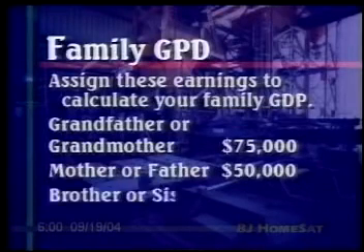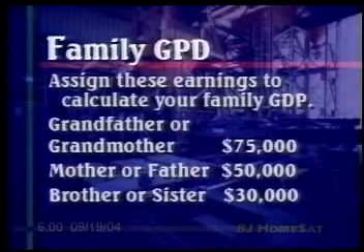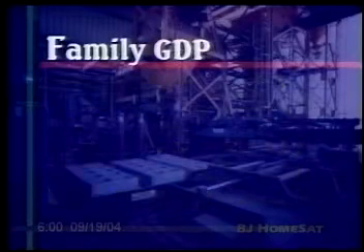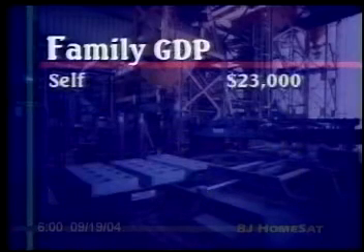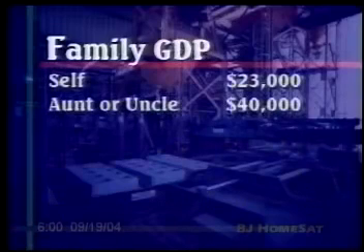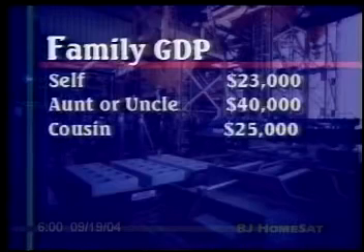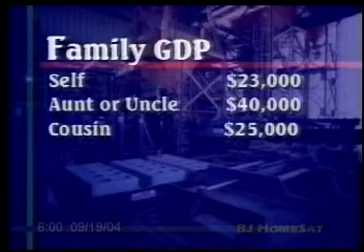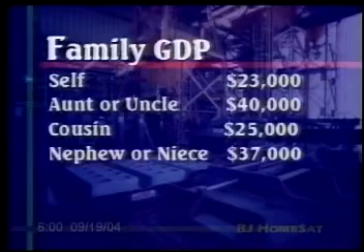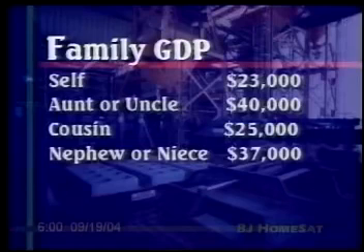Okay? Brother or sister, for each brother, $30,000. For each sister, $30,000. And you're part of your family, right? So I'll give you $23,000. And then for your aunt or uncle, however many aunts or uncles you have, just multiply that by 40,000. And for cousins, 25,000. And I'm still a fairly new aunt, so I cherish my little nephew, so he's going to be worth $37,000. He makes $37,000 a year. That's pretty good for a 14-month-old.